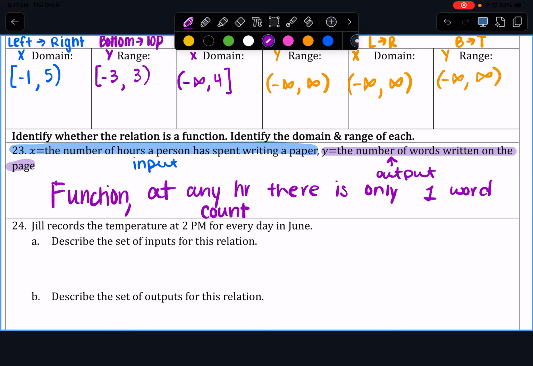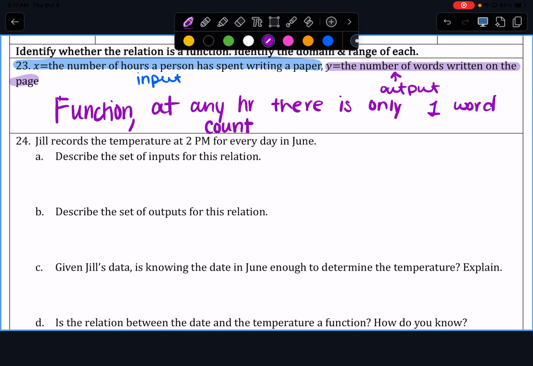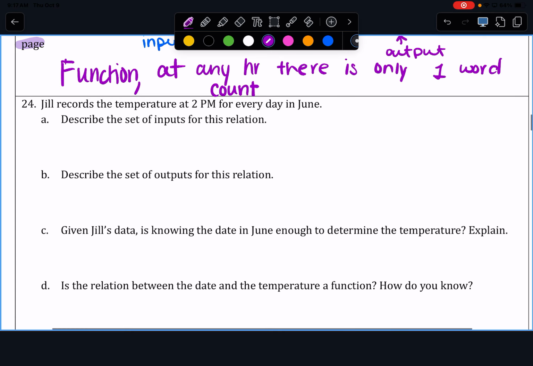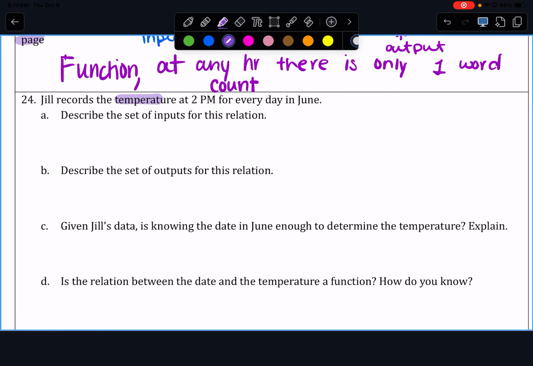All right, now, we're going to look at 24. So Jill records the temperature at 2 p.m. for every day in June. Okay, so we're talking about the temperature at 2 p.m. and we're talking about every day in June. So what would the input be here? The day. The day in June is our input. All right. So that means our output is specifically at 2 p.m.